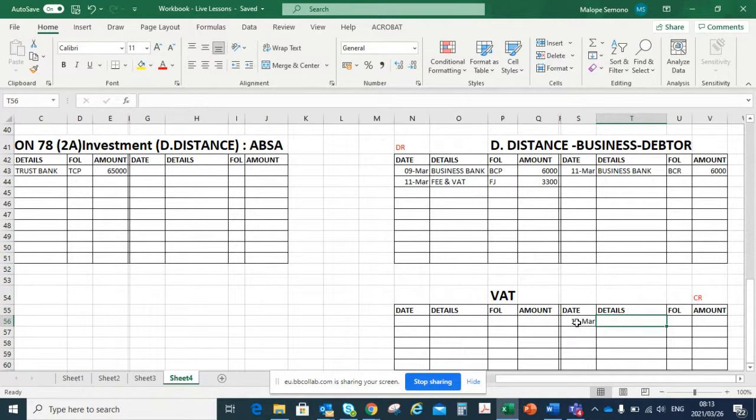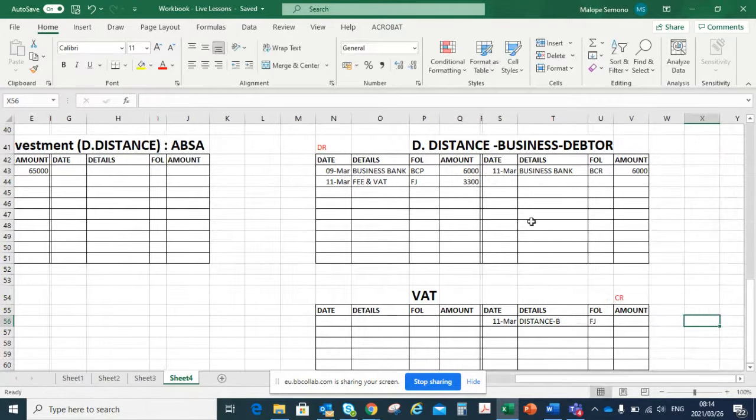And then I'm going to say I took it from what? The distance. I'm going to say distance. Remember, I must not forget B for business, because I took it from the business. And thereafter, what can I do? I can calculate. I can show you the calculation here. Remember, it's the folio. FJ is the fees journal. The amount is, I'll calculate here.